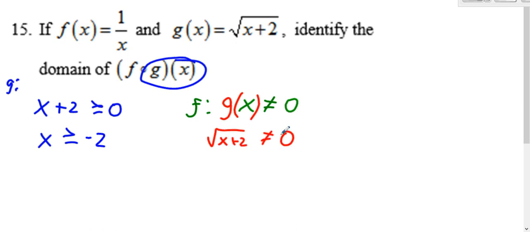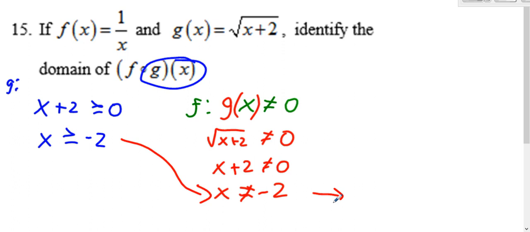Square both sides. Move the 2 over. And now put our two restrictions together. Greater than or equal to negative 2, but not equal to 2. That means just greater than. So that's from negative 2 to positive infinity.